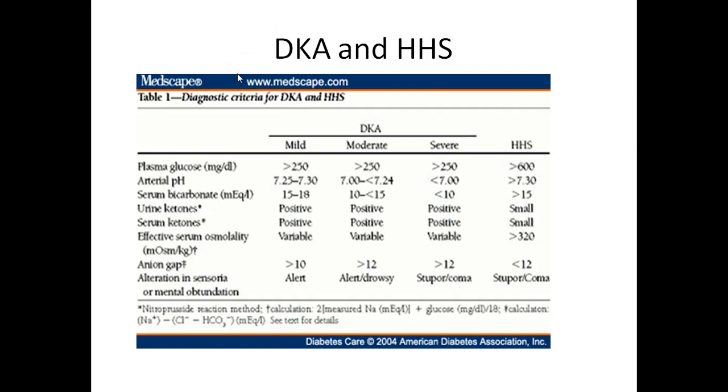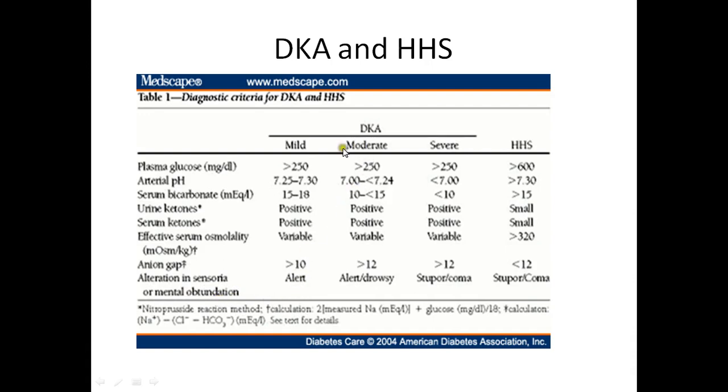So, diagnostic criteria for DKA and HHS. We divide DKA into three categories: mild, moderate, and severe. In mild, the plasma glucose will be more than 250 with pH between 7.25 to 7.3, bicarbonate between 15 to 18. Urinary ketones will be positive, serum ketones will also be positive, and effective serum osmolality is variable. Anion gap is present, more than 10. Alteration in sensorium or mental obtundation is not there, patient is alert.